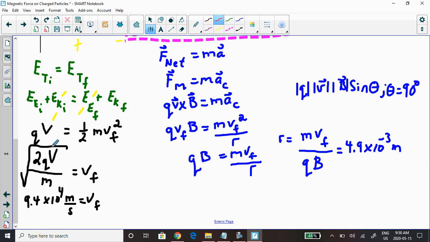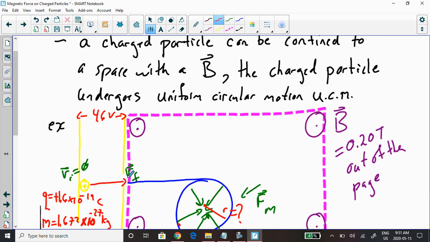So what we do here is we rearrange this equation and then we square root it. We plug in charge, the voltage, the mass, we square root, and we get 9.4 times 10 to the 4 meters per second velocity final. And that's the velocity with which it enters the magnetic field.